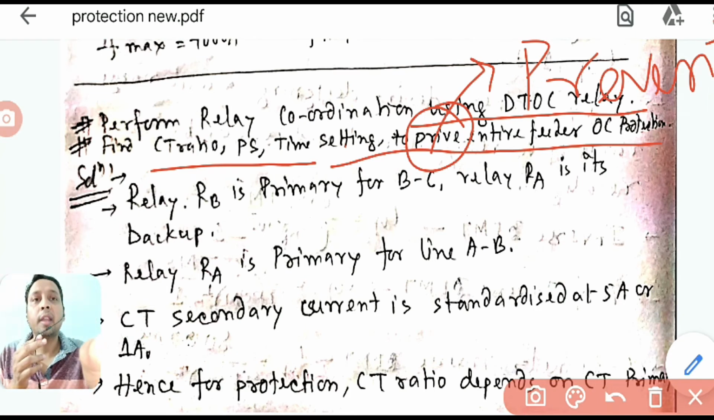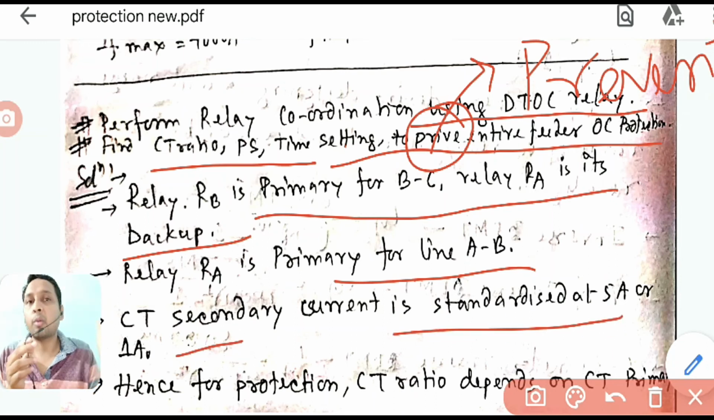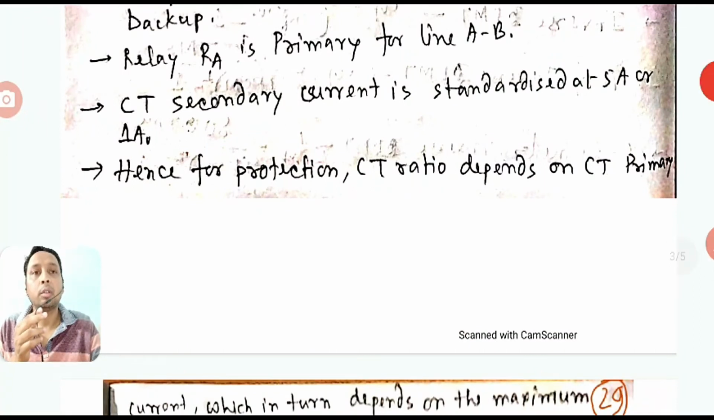What are the points? Relay RB is the primary for BC, RA is its backup. We have seen for BC, B is the primary and A will be its backup. A is primary for AB and there is no backup for the AB section. CT secondary current is standardized at 5 ampere or 1 ampere, that we know. Hence for protection, the CT ratio.